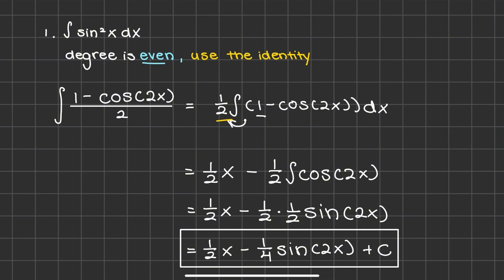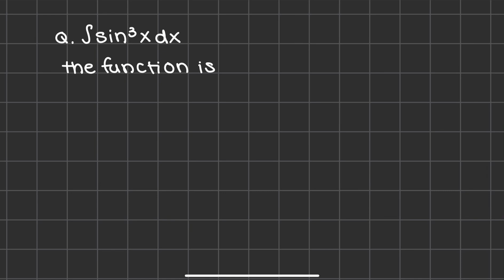Okay, so when a degree is even, as you can see right here, the answer is pretty simple. So what about if a degree is odd? What happens then? Well, let's try it. So the question then becomes the integral of sine cubed x dx. What happens then? So we understand that a function is odd. So in this case, you just have to separate the function.